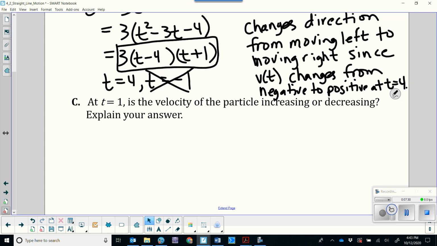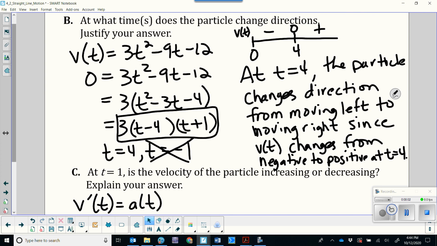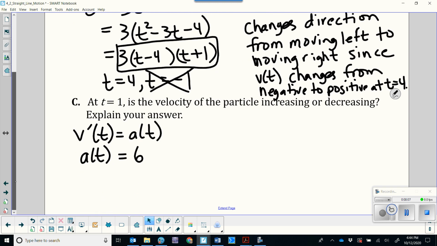Okay, C says at t equals 1, is the velocity of the particle increasing or decreasing? Well, if we have a function and we want to determine whether it's increasing or decreasing, we would look at its derivative. So if we look at the derivative of velocity, which we call the acceleration, we just take the derivative of that equation right here. There's your velocity. So we take the derivative, and we're going to get 6t minus 9.